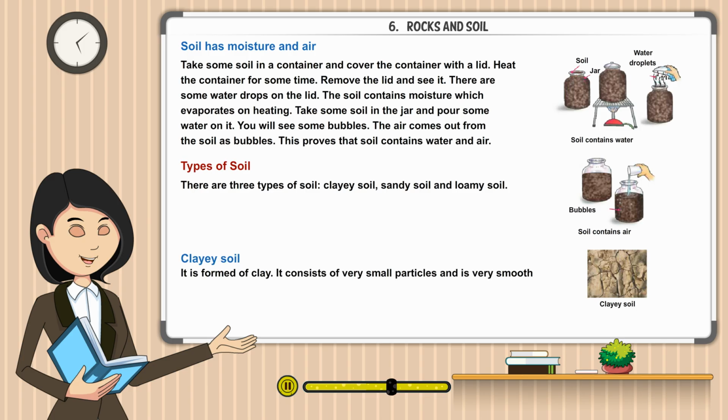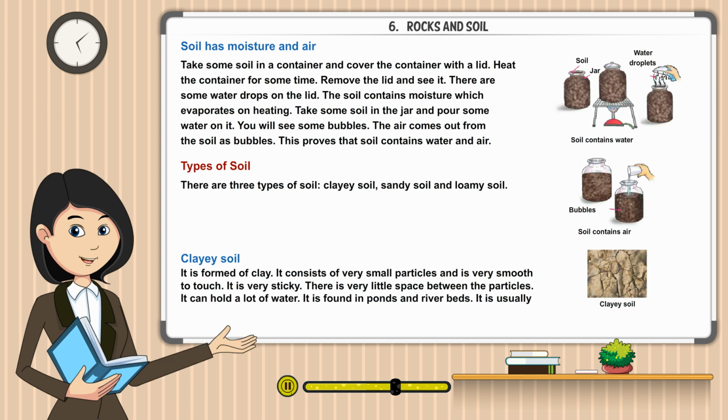Clay soil. It is formed of clay. It consists of very small particles and is very smooth to touch. It is very sticky. There is very little space between the particles. It can hold a lot of water. It is found in ponds and river beds. It is usually used for making pots.